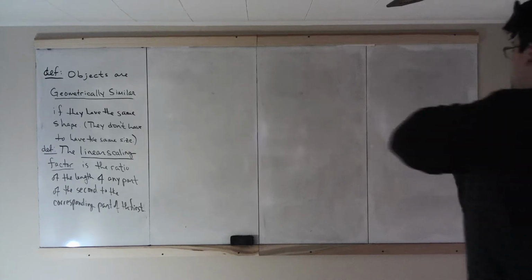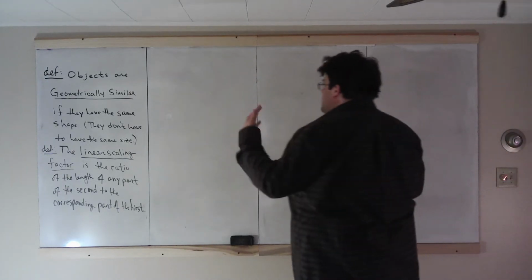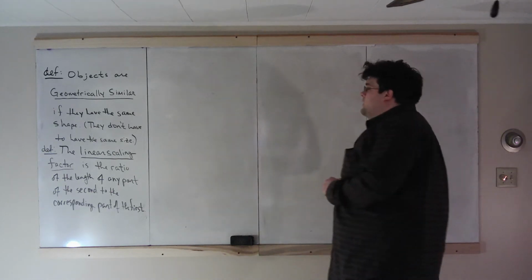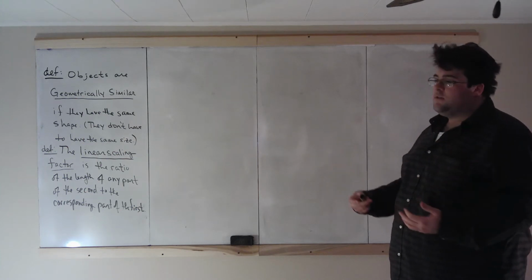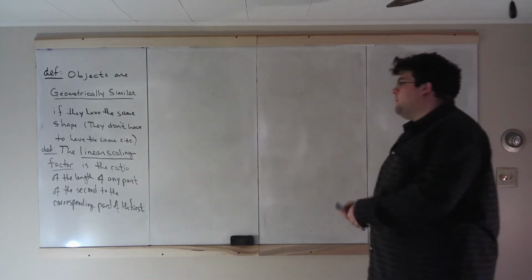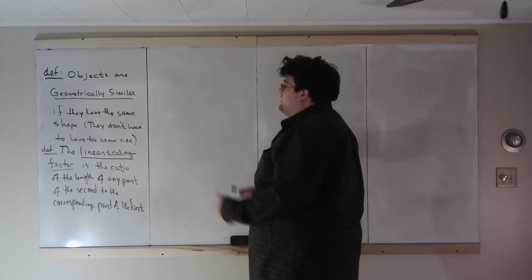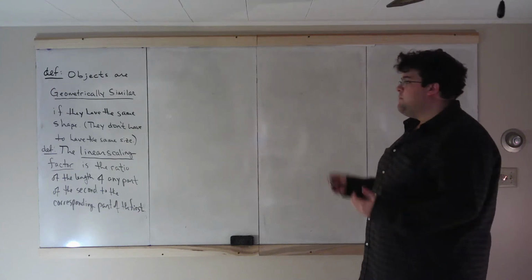So first, we have some definitions. Objects are said to be geometrically similar if they have the same shape. They don't necessarily have to have the same size. If they do have the same size and they're the same shape, then they are congruent, but we won't really talk about that. But two objects are geometrically similar if they have the same shape.